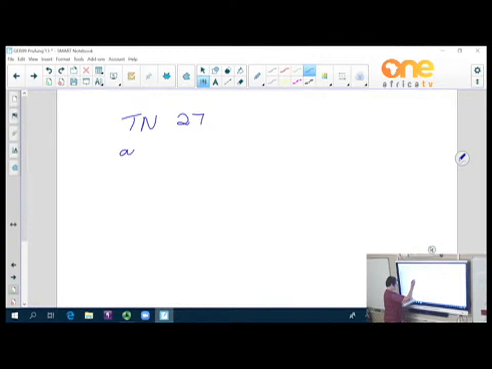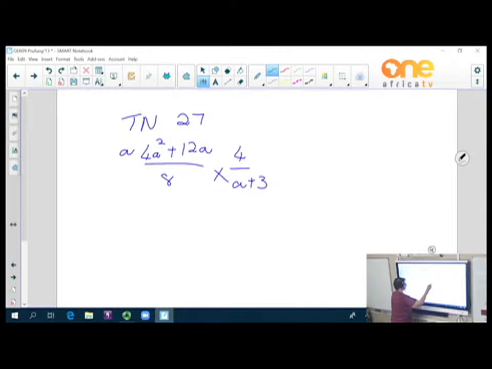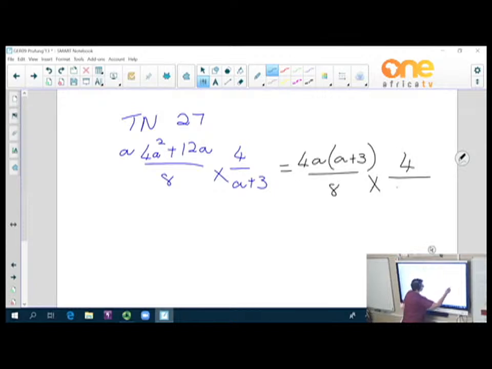So this one is now 4a squared plus 12a over 8 times 4 over a plus 3. So we need to find out what we can cancel. Now remember, this is addition, so I cannot just cancel out here. I'll first have to factorize there again, as we've been doing all the time. So I'm taking out the highest common factor of 4a, and then there remain a plus 3 over 8 times 4 over a plus 3.